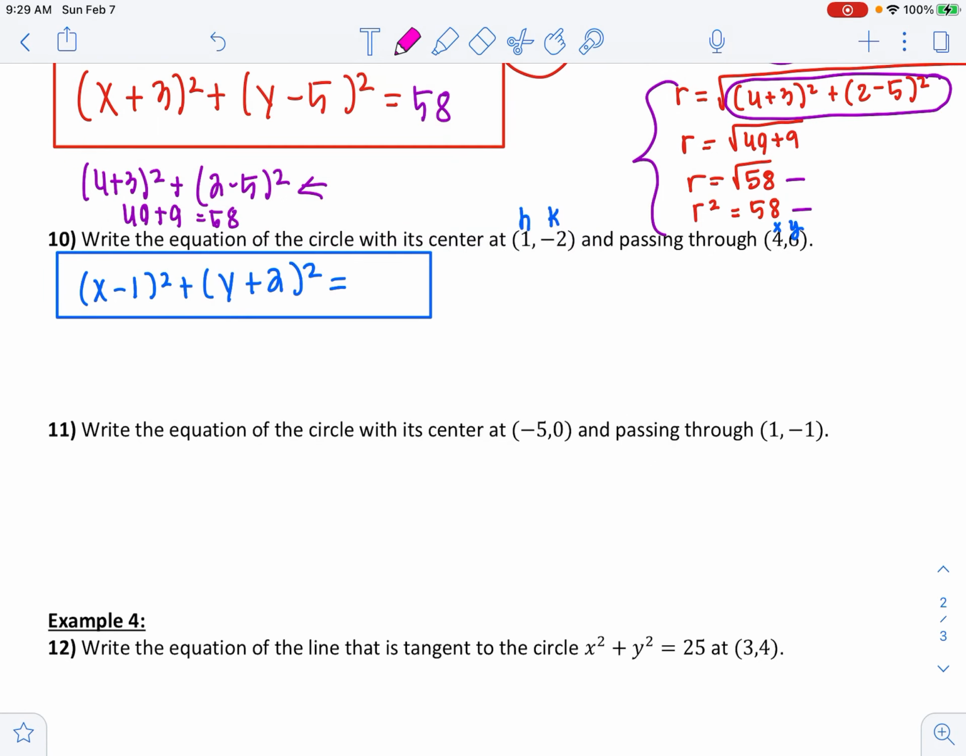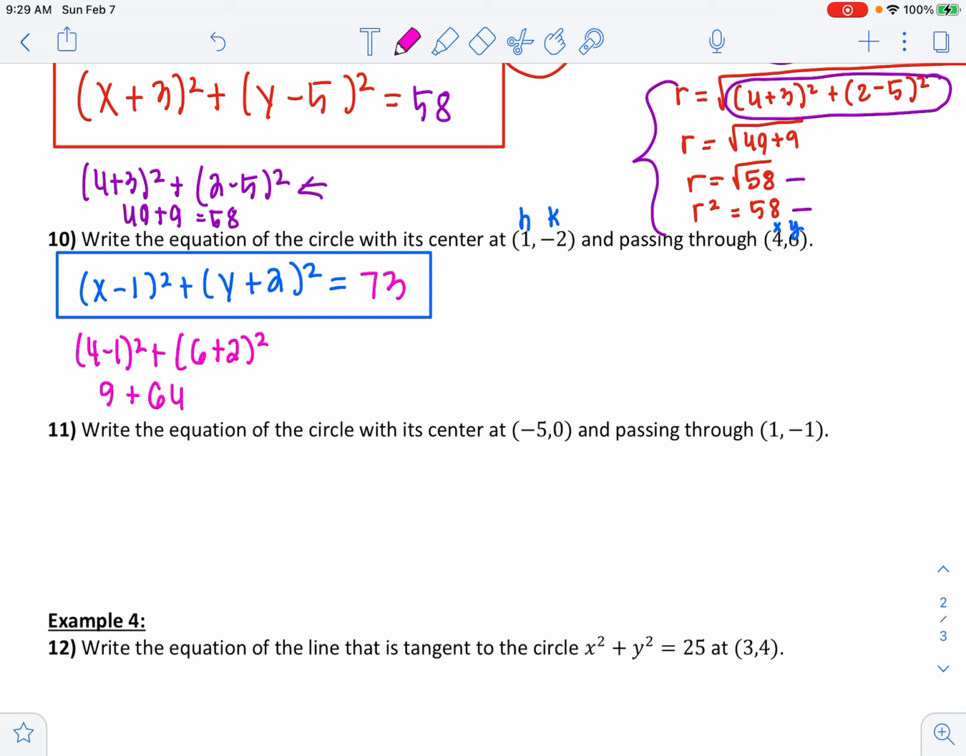All right, so now I'm going to find the r squared by plugging in x and y. That's plugging in a 4 for x and plugging in a 6 for y. So that's 3 squared, which is 9, plus 8 squared, which is 64. 9 plus 64 is 73.